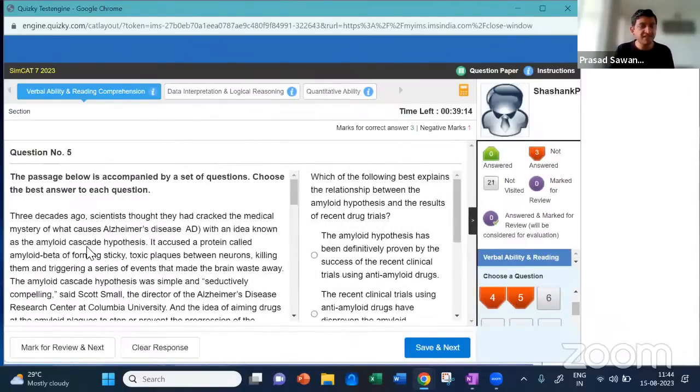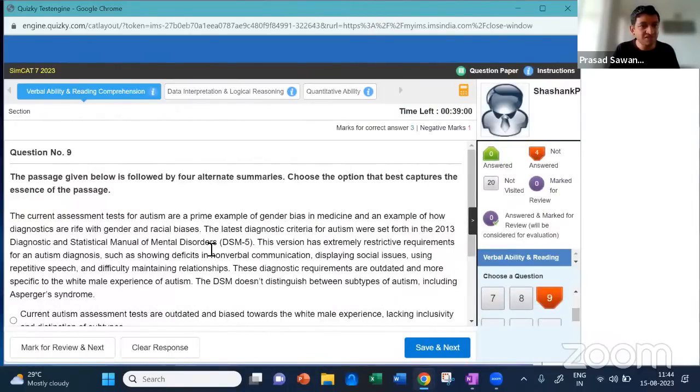Okay, so 3 decades ago, scientists thought they had cracked the medical mystery of what causes Alzheimer's disease. Okay, something right up my alley. I'm a biology graduate. I'm a medical graduate. So I think this is something which will be interesting. Ninth question. Okay, 4 alternative summaries. Current assessment tests for autism are a prime example of gender bias in medicine and all those things. Okay, let's see.